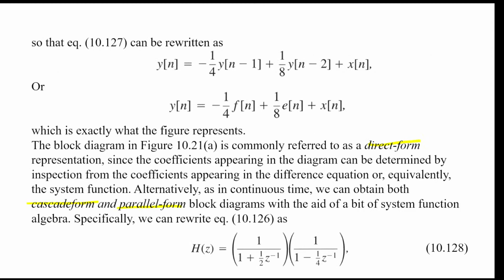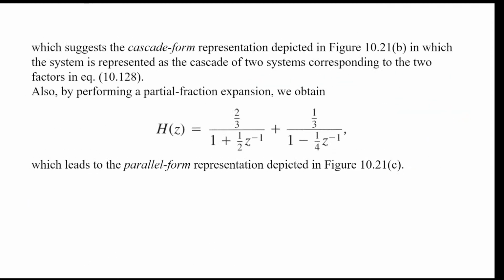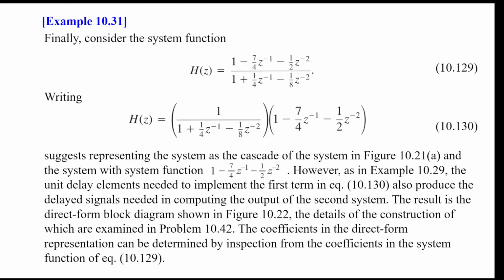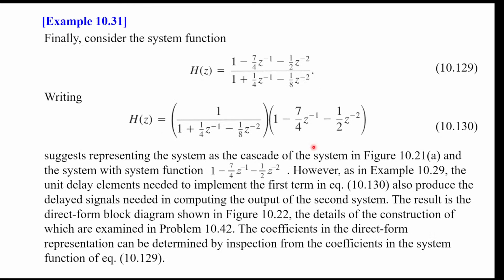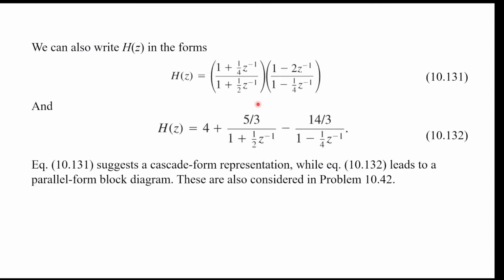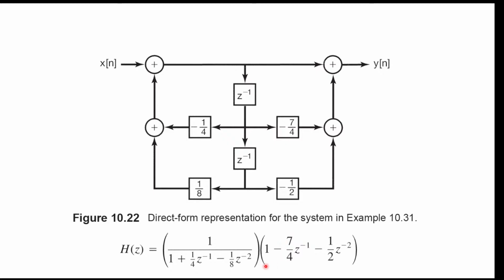They correspond to different ways to break up our H of z. Finally, we see that we can have a more complicated H of z, where both the numerator and the denominator have non-zero powers. Once again, you can write it in multiple forms. For the direct form, you can combine some of the z minus 1. I guess we won't skip the details.